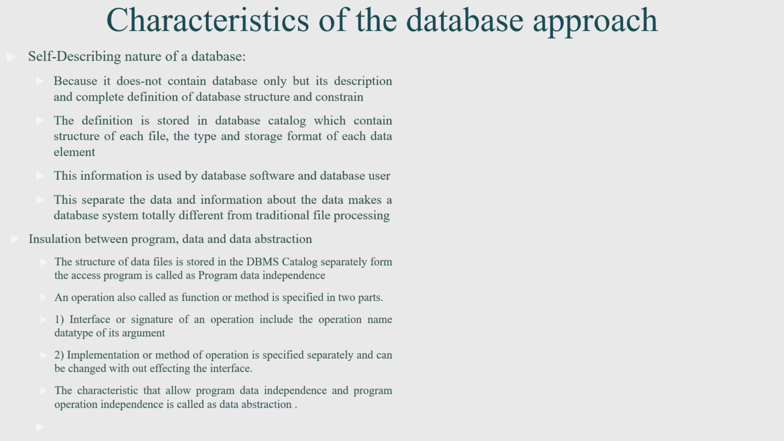Next, implementation, or a method of operation, is specified separately and can be changed without affecting the interface. So the working fashion is done with the help of this. Next, there is a part called data abstraction, binding or hiding the data. What does it do? It provides security to your database. This characteristic allows data independence and program operation independence, and is called data abstraction. It hides things from unauthorized entities.